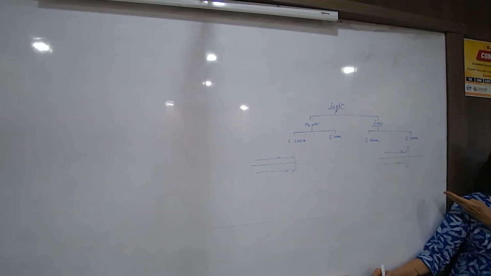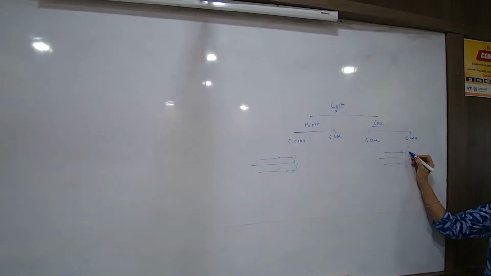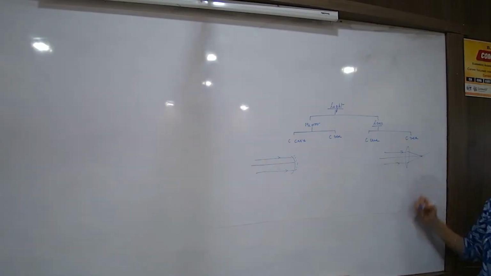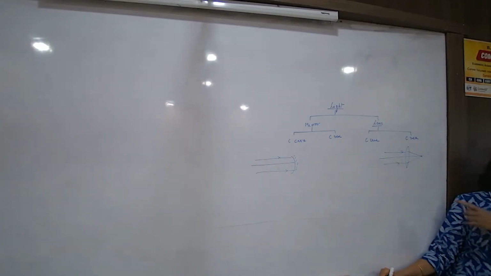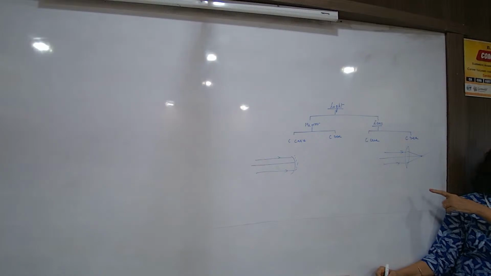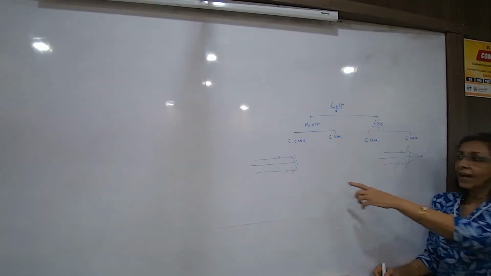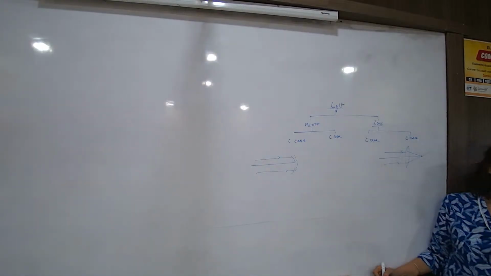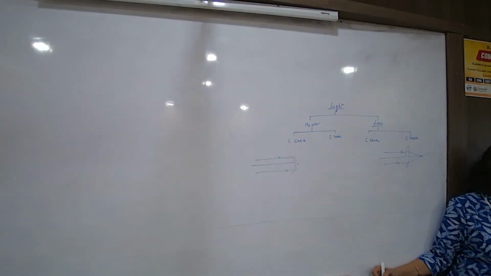Convex lens, what is it? Converging. Here it is converging here. Correct? It is a converging lens. A convex lens is a converging lens. A concave mirror is a converging mirror. That you have to be careful.